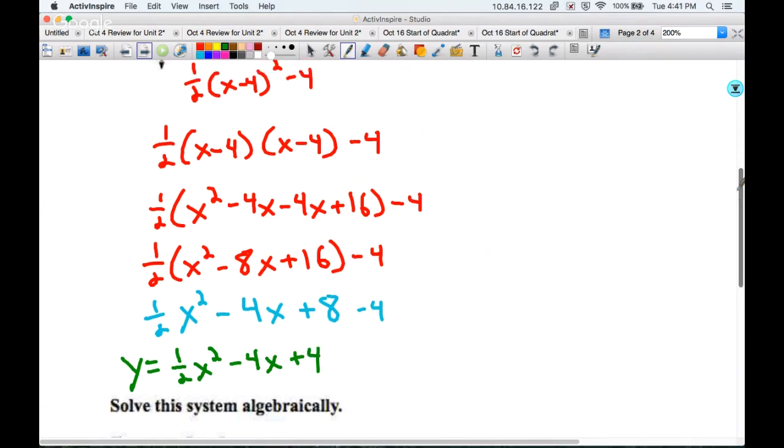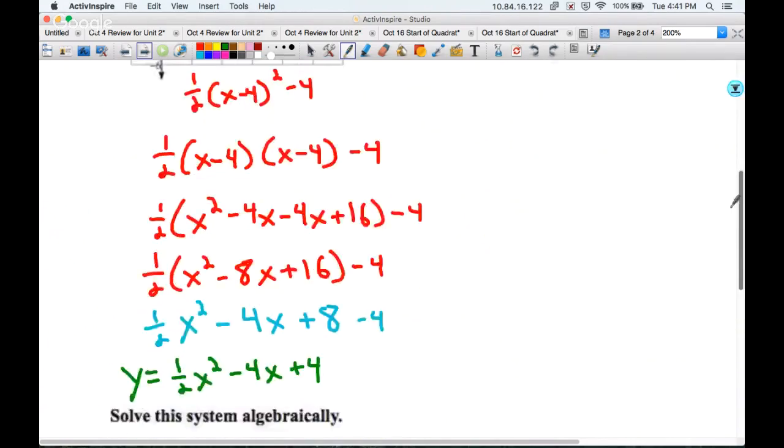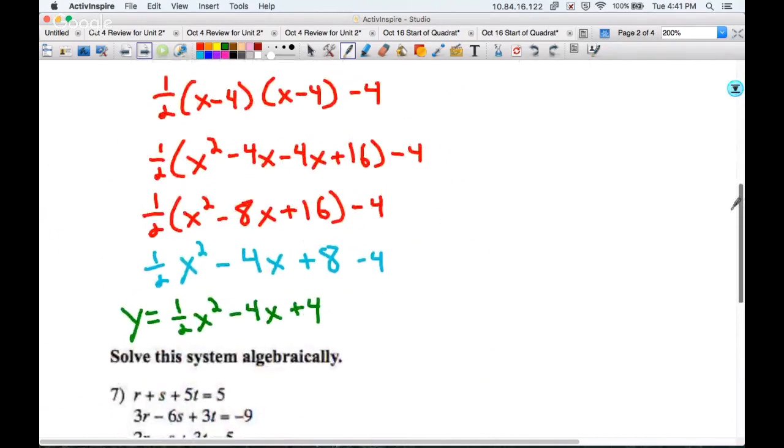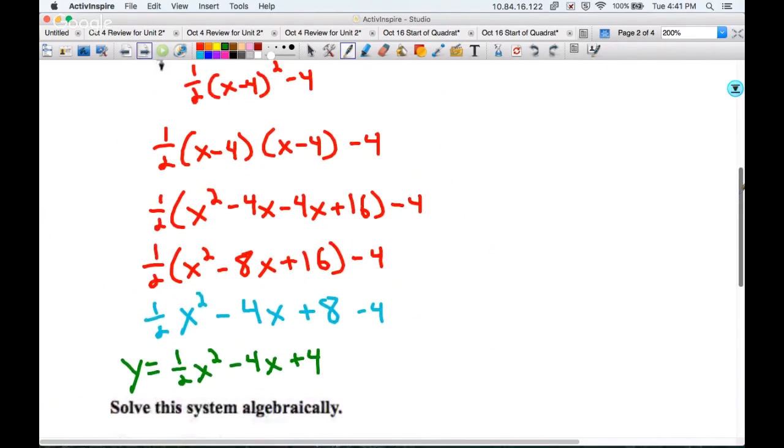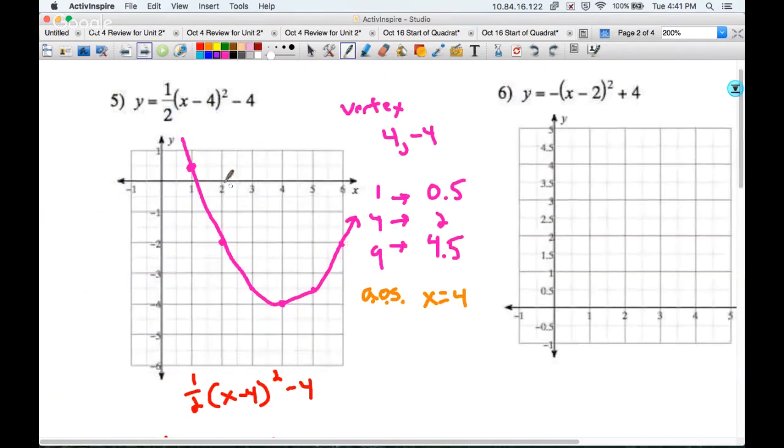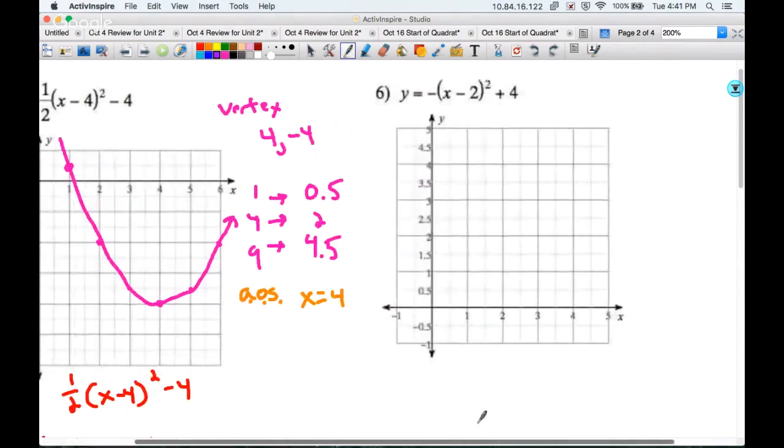Notice that the a value in vertex form, 1 half, is the same as the a value in standard form, which is 1 half. Last thing to do is we say this is our y-intercept at 4, and that makes sense. That looks like about where this would cross if this parabola kept going off to the left.